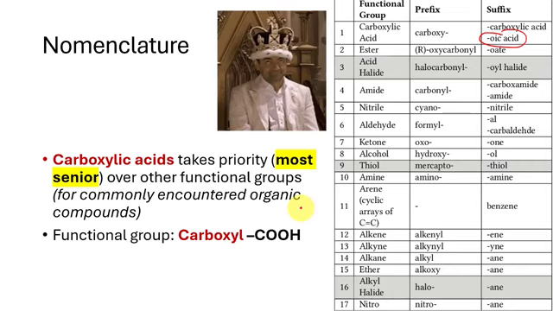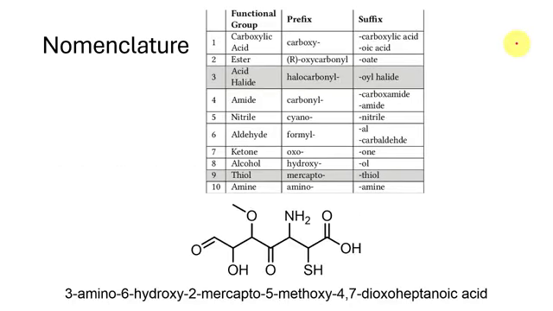So whenever it is encountered in a structure, it's almost always the case that the structure will end in oic acid, since it's the functional group that will be taken as the priority among other functional groups. So take for example this compound. In this case, it contains a lot of functional groups. We have an amine, a ketone, a thiol, an alcohol, and an aldehyde.